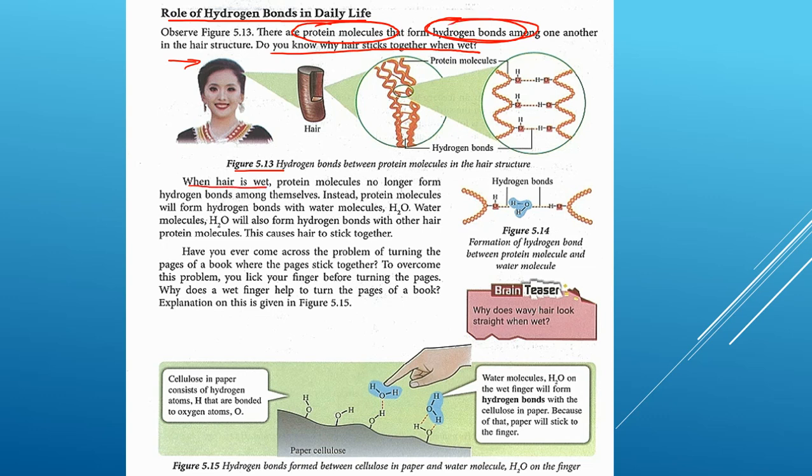So when hair is wet, the protein molecules no longer form hydrogen bond among themselves. This one is protein molecules, this one is protein molecules. So between the protein molecules they form hydrogen bond. When the hair is wet, the protein molecules no longer form hydrogen bond among themselves. Instead, the protein molecules form hydrogen bond with water molecules. Here, this is the protein, this is the water. They form hydrogen bond, and the water also forms another hydrogen bond with another protein molecule. So that's why the hair will stick together when wet.